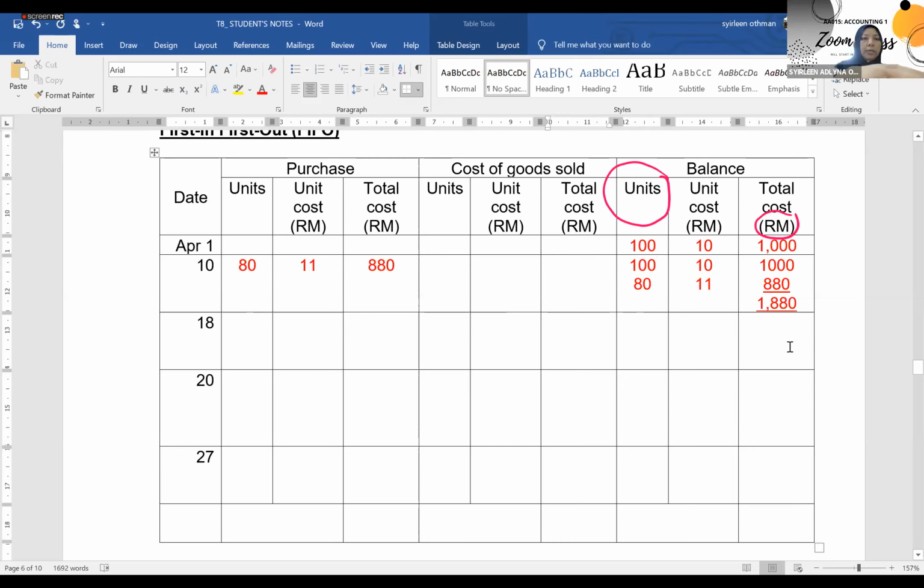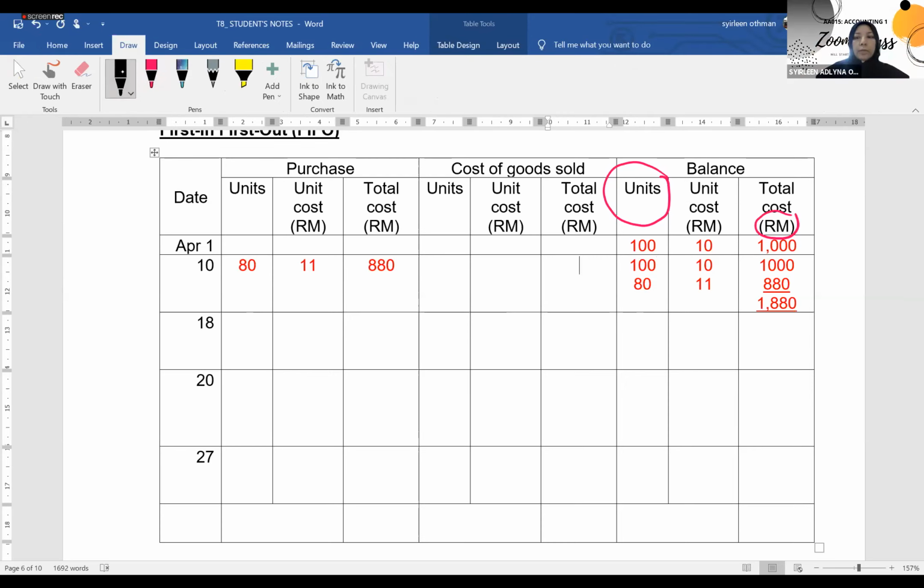Okay, so here this is your first batch of inventory. This is your second batch of inventory. Okay, so you need to total up. This is very important. So every time you close the transaction for the day, you terus kirakan jumlah. So jumlah besar inventory saya on the 10th of April is 1,880. But I have 2 different batches of inventory. Okay, alright, itu untuk purchase.